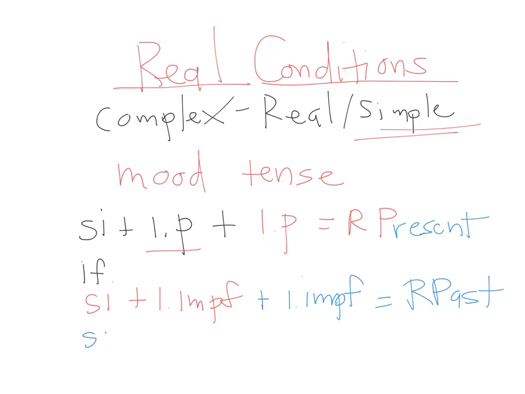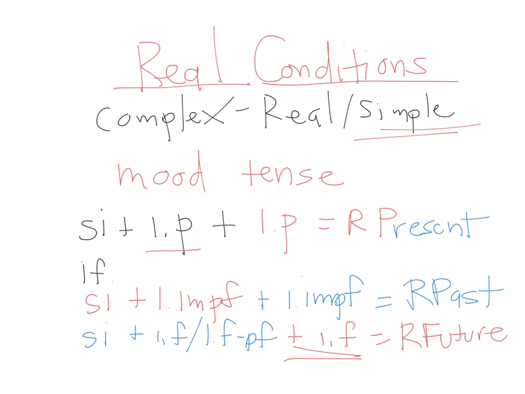And finally, there is si plus an indicative future or an indicative future perfect. It doesn't matter. In Latin, they use them somewhat interchangeably. Plus an indicative future. You can't have the indicative future perfect in the second clause. That's a real future clause. The protasis can be the indicative future or the indicative future perfect. The apodosis has to be the indicative future.